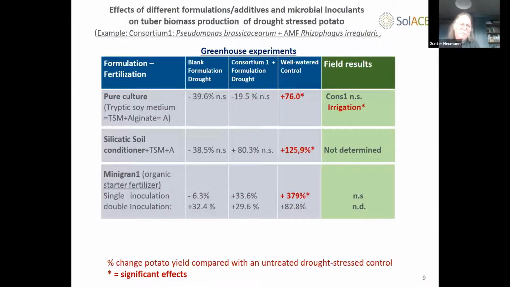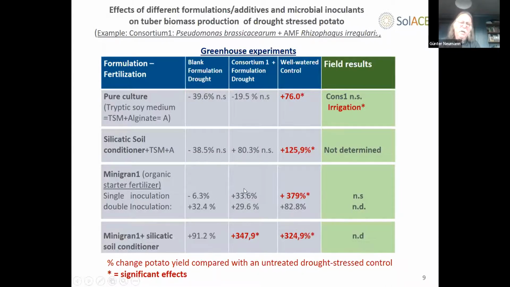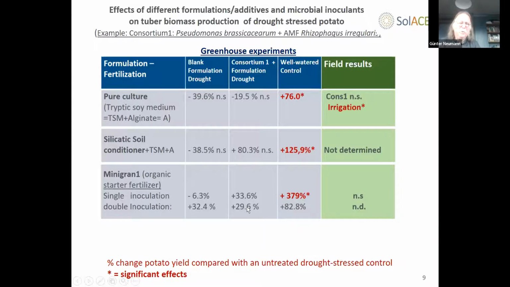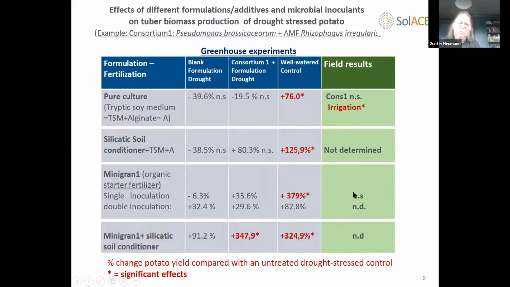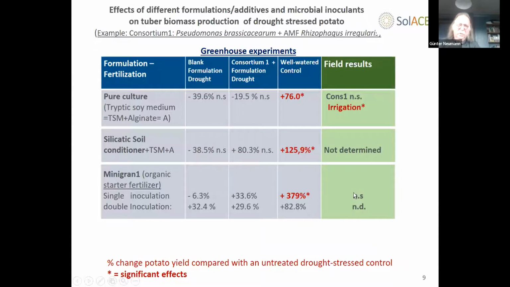And then the next step of development was the combination with these mini-gran organic starter fertilizers. They were usually applied by a single inoculation. In the greenhouse tests, we also used a double inoculation. And here we see clear positive trends, but still not significant, and only clearly positive again in the well-watered control, and as we heard, also in the field experiments, at least with the single inoculations, no significant effects.